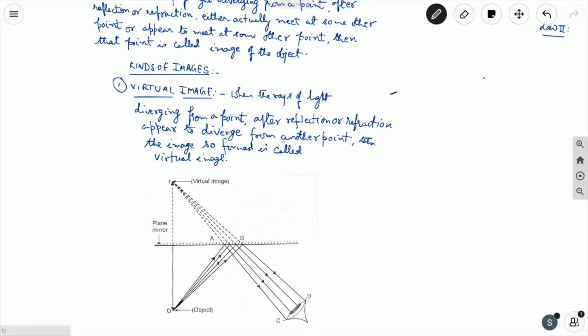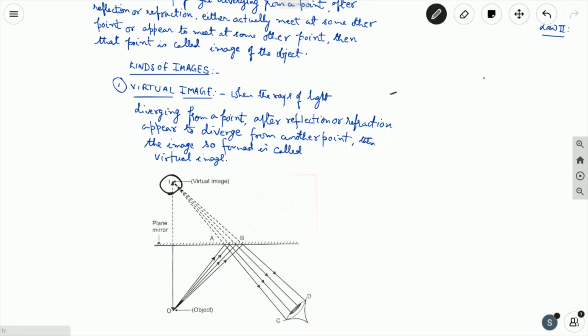Reflected back means they will diverge. They are diverging from the points A and B. Diverging means spreading. So after reflection, or sometimes refraction also, they appear to diverge. Then if you look at them, they appear to diverge from another point, the point I. From the point I, they appear to diverge once again if you look at them.